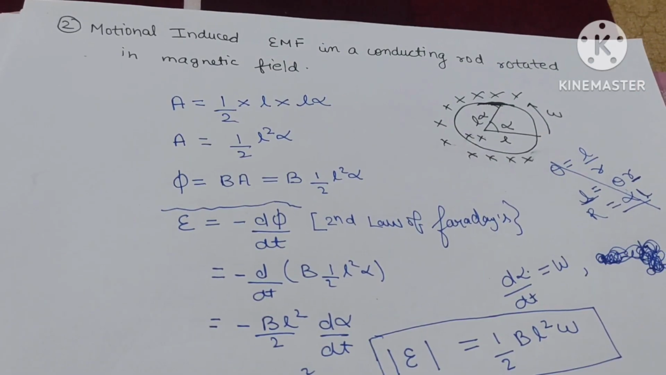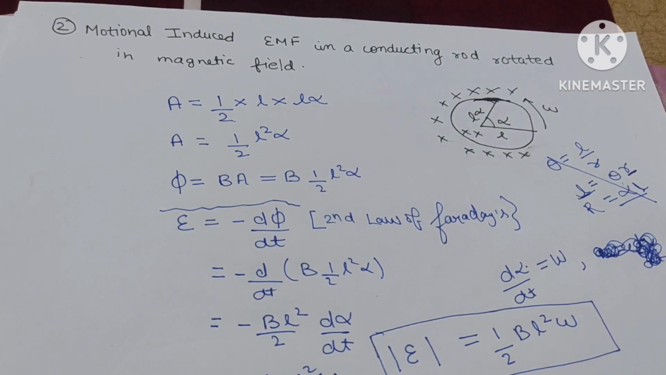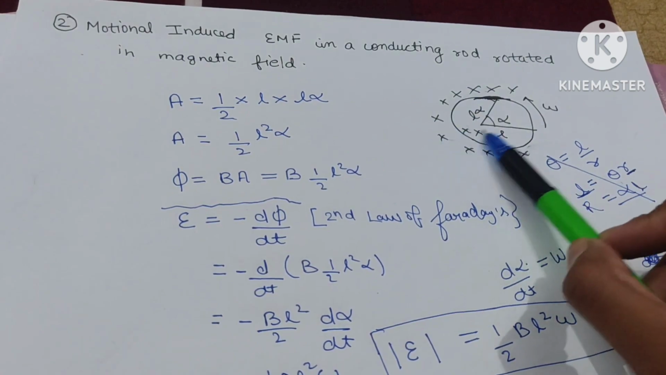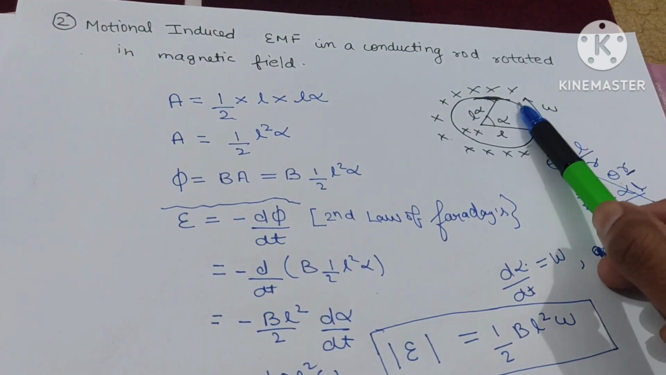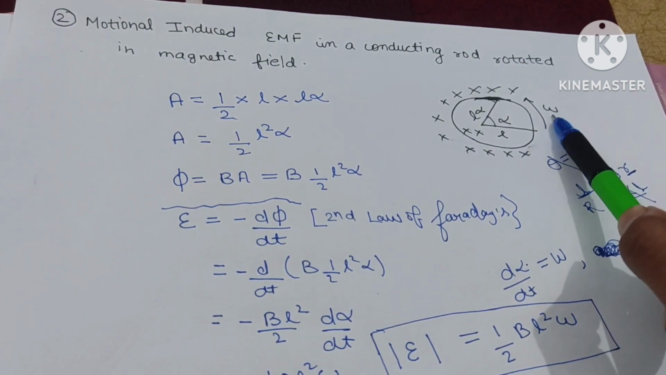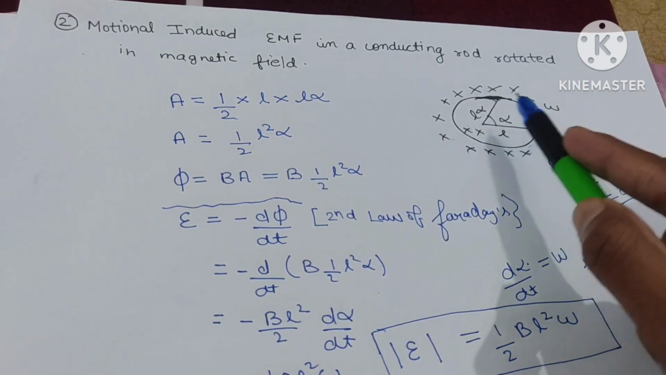Hello friends, today we'll derive the motional induced EMF in a conducting rod rotated in a magnetic field. So this is a circular path. We can see it is rotated at an angular frequency omega. L is the radius here, and alpha is the angle.